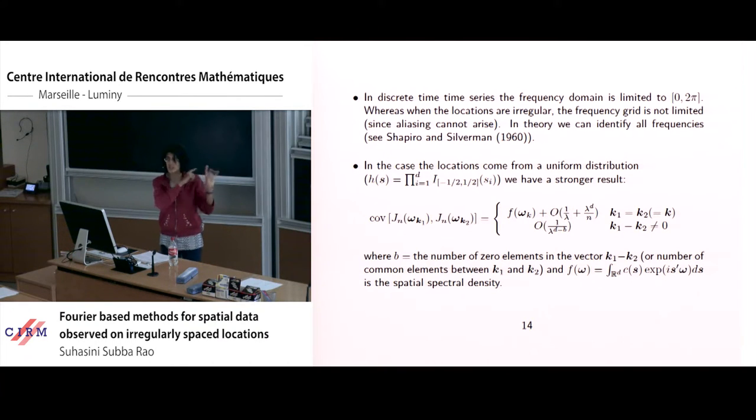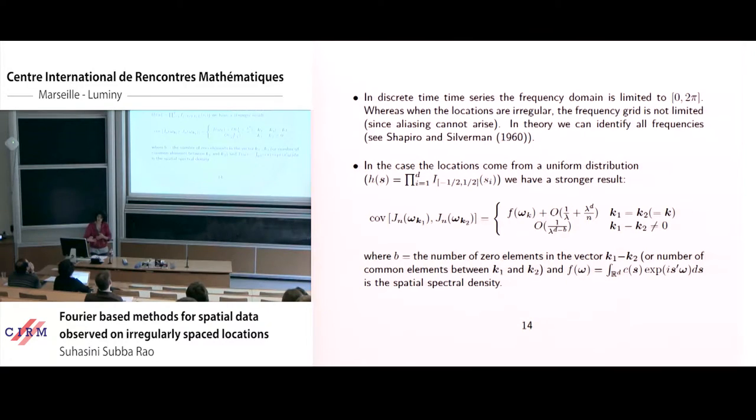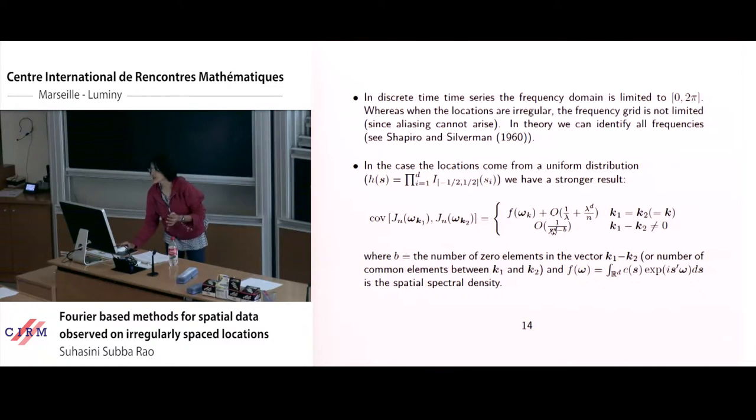Going back to a specific example, your locations are uniformly sampled. You can imagine a Poisson process on there. So uniformly sampled on the square, then the covariance between the Fourier transform at two different locations is basically the spectral density plus some error, which depends upon the sampling frequency of 1 over lambda. And importantly, if you're at two different frequencies on that grid, you get something that's pretty much uncorrelated. In fact, it's 1 over lambda to the d minus b, and b is basically telling you how many zeros there are when you take the difference between k1 and k2. So it's a measure of distance between the two.